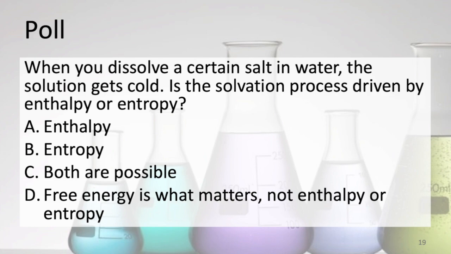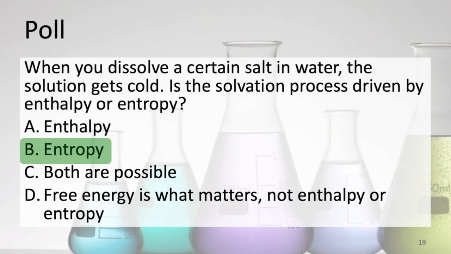So here we see that the solution gets cold, and if the solution gets cold, that means it's an endothermic process. Heat is going into the system, and it takes the heat from the surroundings, which is our solution, the thermal energy available in the solution. And so if it's endothermic, then that means our enthalpy is not favorable. But if it's happening, we are able to dissolve it in the water. That means it is spontaneous. So that means our entropy must be favorable. So this solvation process would be driven by entropy.